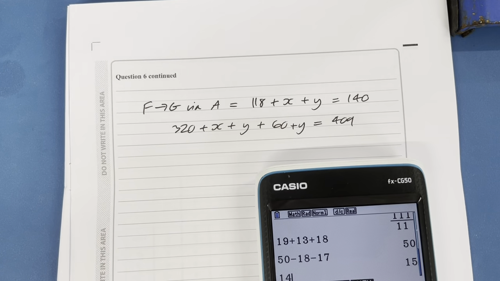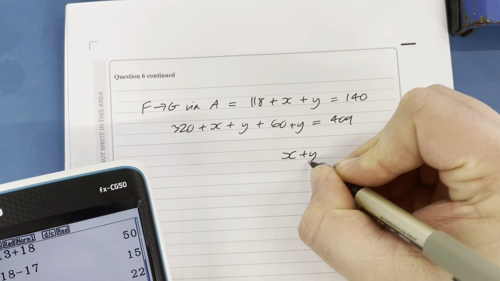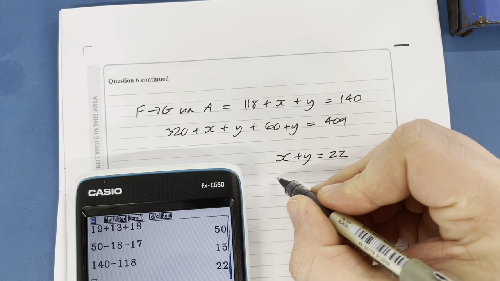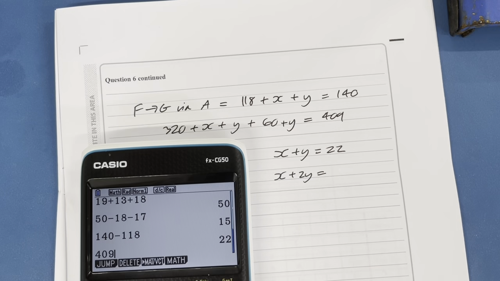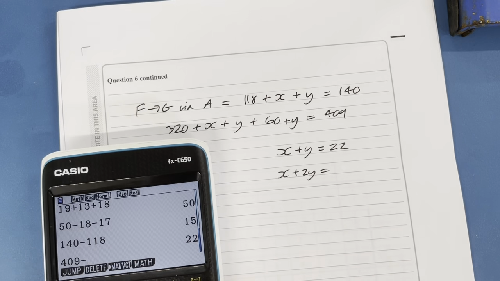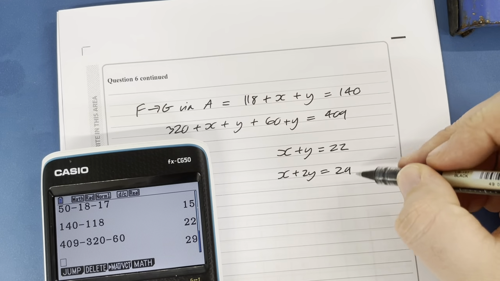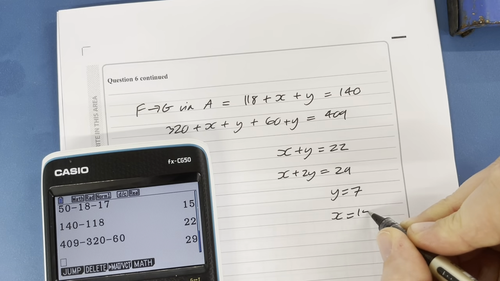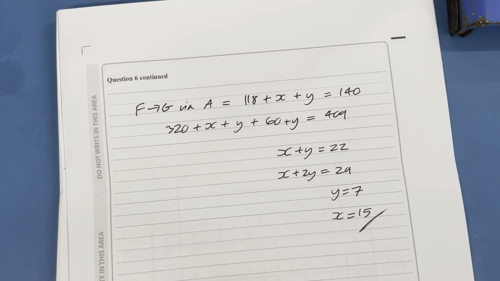So 140 minus 118, X plus Y is 22, and X plus 2Y is 409 minus 320 minus 60, which is 29. So I've added a Y, I've added 7, therefore Y is 7 and X must be 15. Okay, that's that.